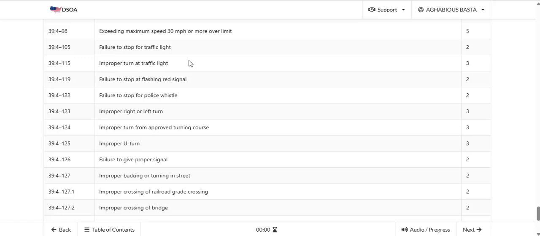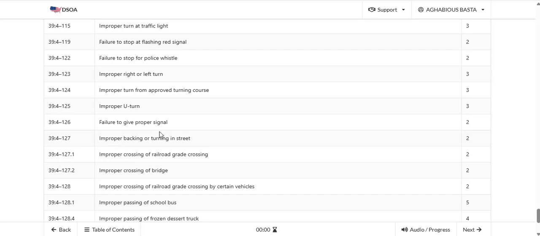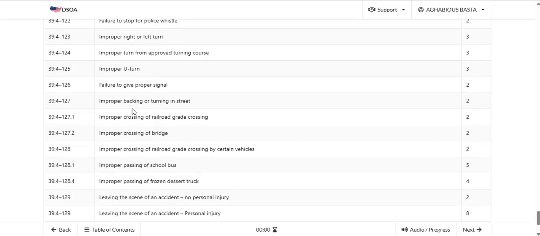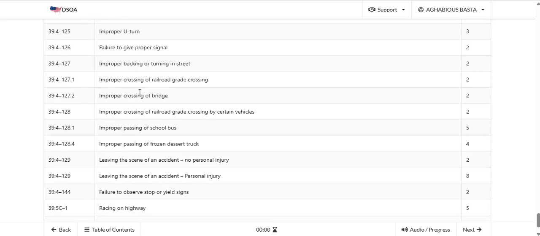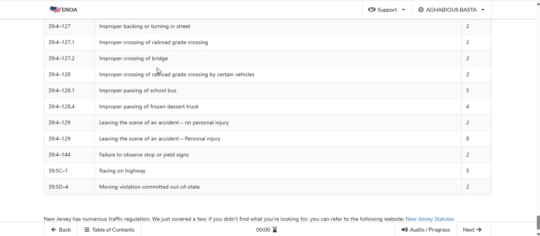39:4-123 Improper right or left turn. 39:4-124 Improper turn from approved turning course. 39:4-125 Improper U-turn. 39:4-126 Failure to give proper signal. 39:4-127 Improper backing or turning in street. 39:4-127.1 Improper crossing of railroad grade crossing. 39:4-127.2 Improper crossing of bridge.